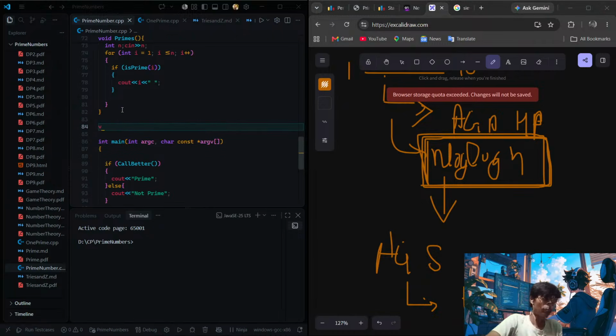Okay, so void sieve, what I'll call sieve of Eratosthenes.